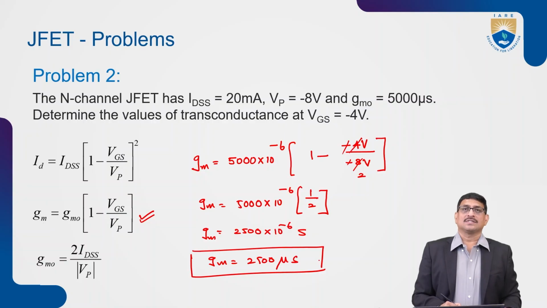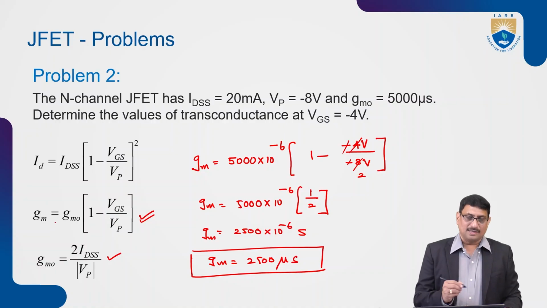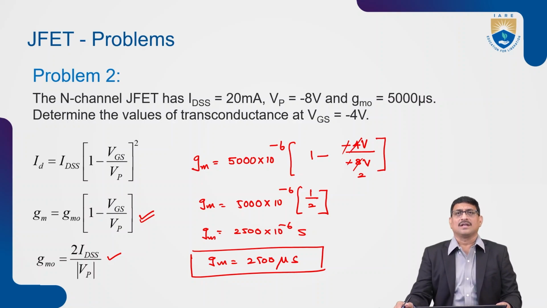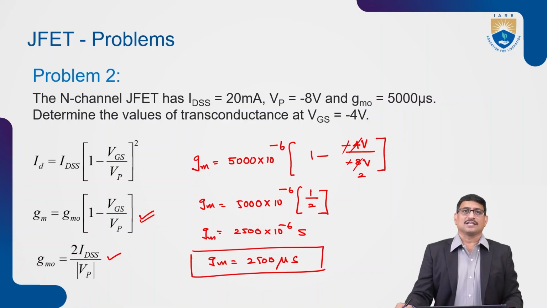So from this expression we got the relation between the transconductance GM and GM naught, where GM naught is 2 IDSS divided by the magnitude of VP, or GM equal to GM naught into 1 minus VGS divided by VP. Okay. So the rest of the problems are similar, calculated by knowing these three expressions.